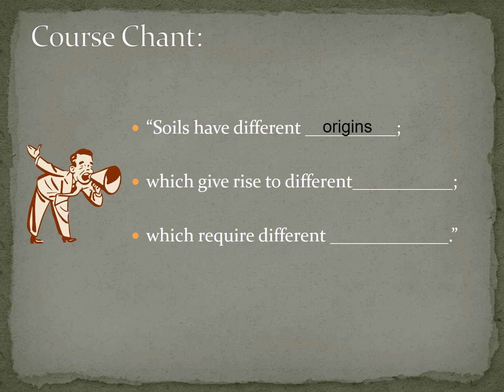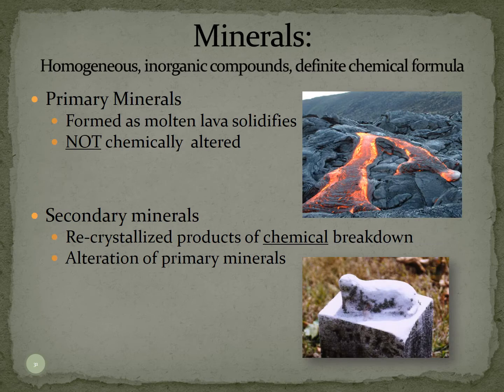Soils have different origins, which give rise to different properties, which require different management, right? So, we're going to talk about minerals that give rise to some of these different properties. First, we're going to talk about primary minerals, which are formed as molten lava solidifies. It is not chemically altered.